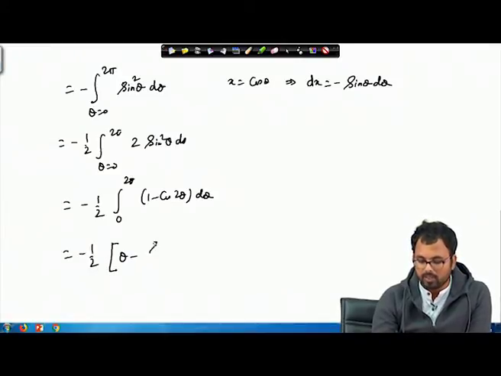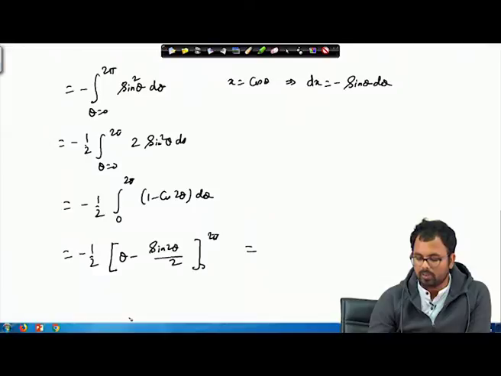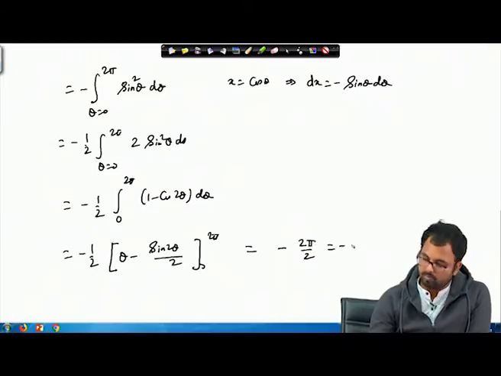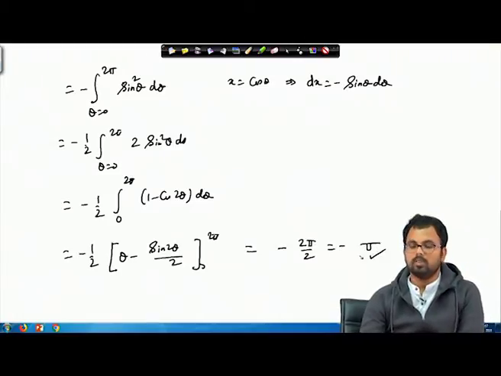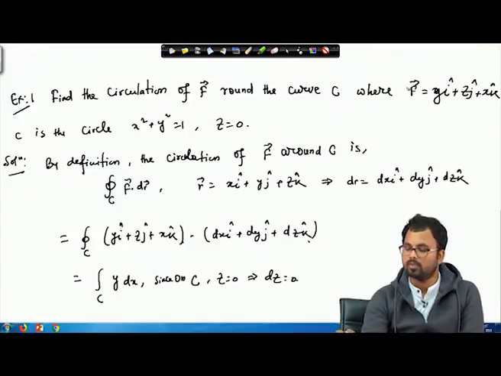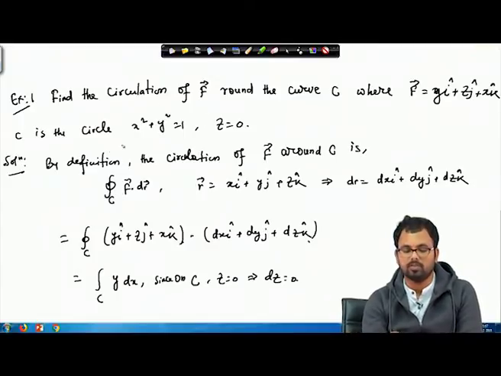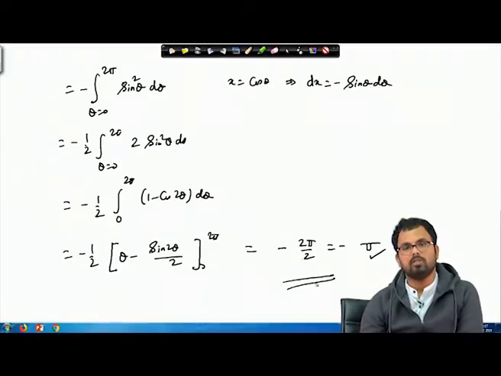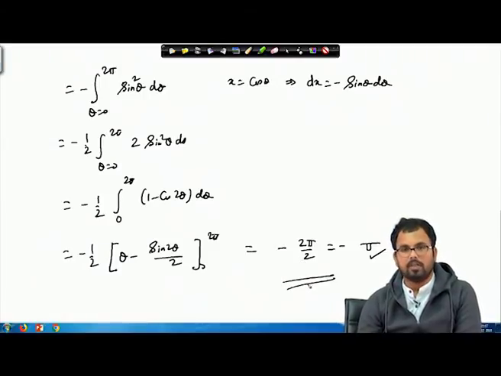If we integrate d theta, this will be minus half of theta minus sin 2 theta by 2, integral from 0 to 2 pi. Sine 2 pi is 0, sine 4 pi is 0, sine 0 is 0. So this will ultimately be minus of 2 pi by 2. So the answer is minus pi. This is the required circulation of f around the curve C given by this circle. The circle is a simple closed curve, so the line integral is a circulation. This is how we calculate the circulation of the function f.